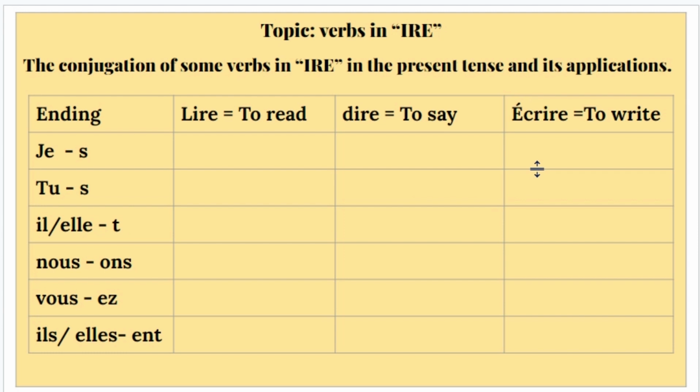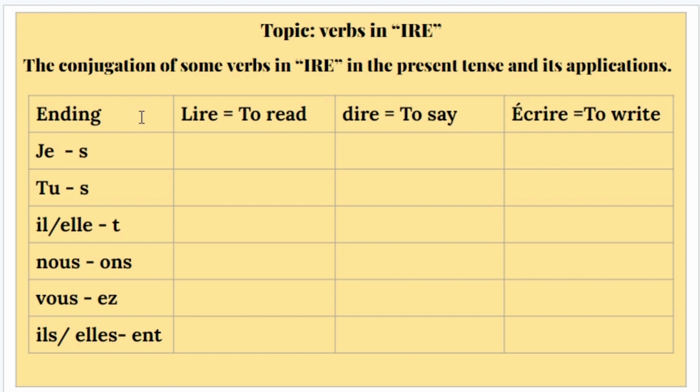Today, our topic is going to be the verbs in IRE. That's the topic today. We can see the examples here: lire, to read; dire, to say; écrire, to write. We are going to conjugate these verbs in the present tense.